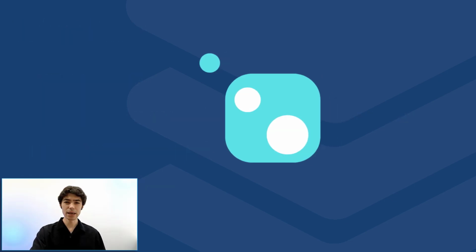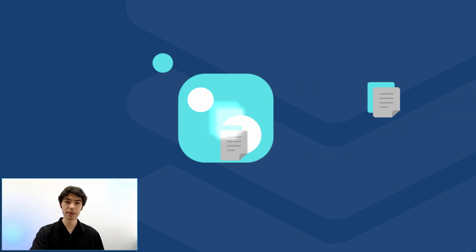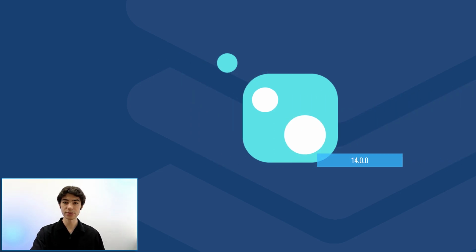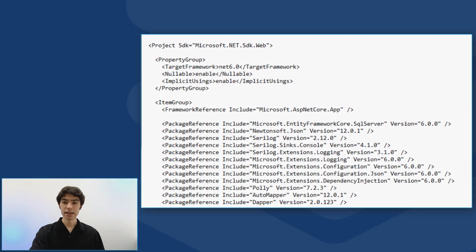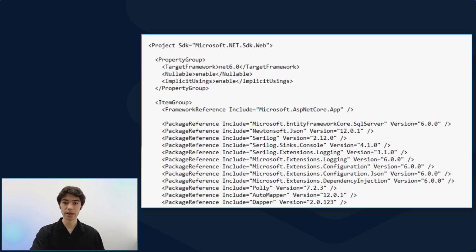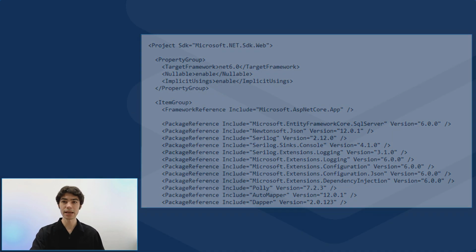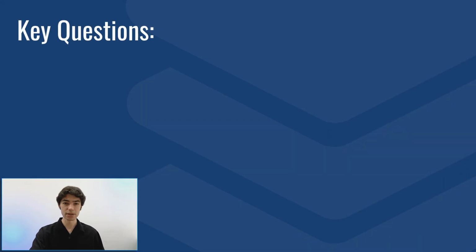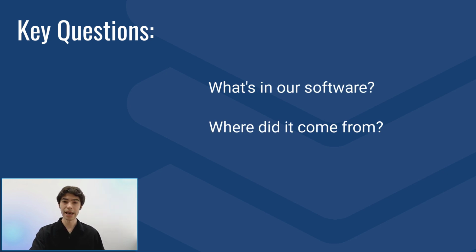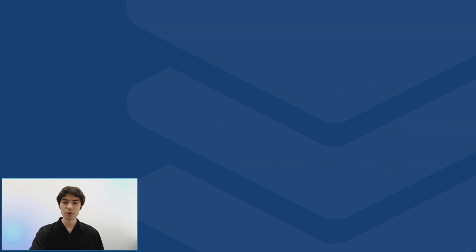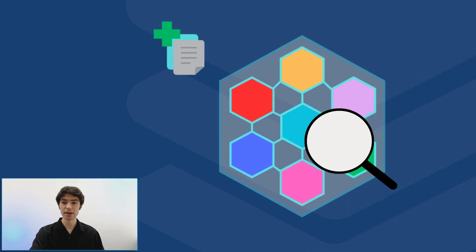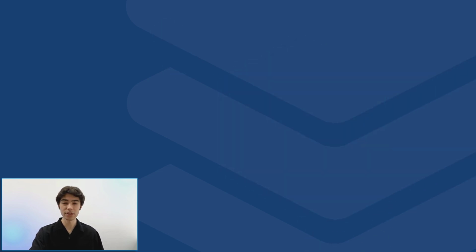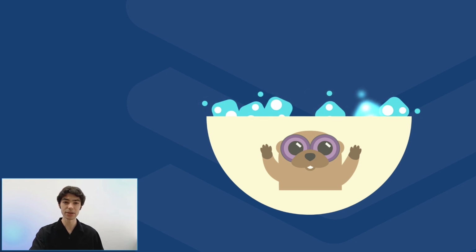A single NuGet package can pull in dozens of transitive dependencies, each with its own versions, licenses, and potential risks. An SBOM is an inventory that lists every component in your software, including all packages and their dependencies, meaning you know exactly what's in your project. An SBOM helps answer key questions: what's in our software, where did it come from, and is it safe to use? Without an SBOM, tracking what's in your software is kind of like trying to remember every ingredient in a recipe after it's been cooked.